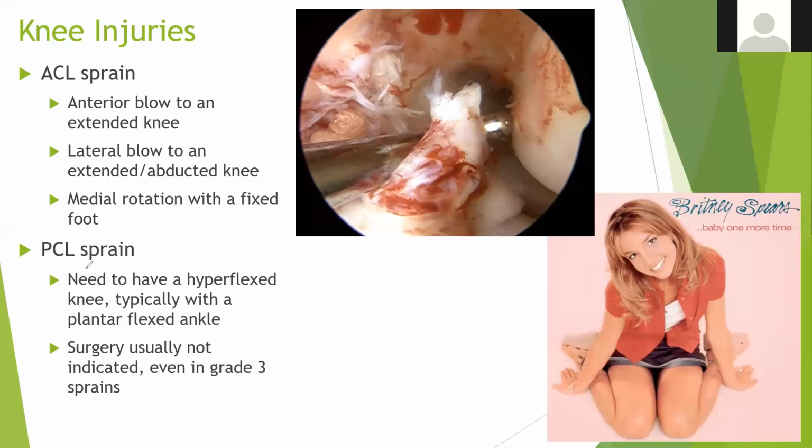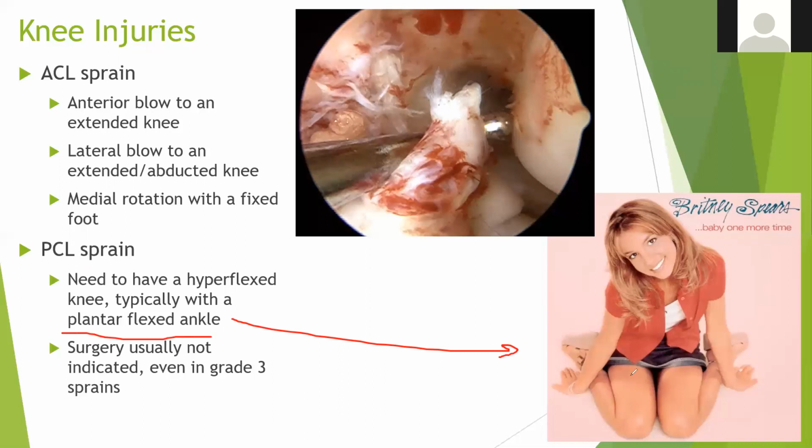A PCL sprain or a PCL tear, again, ACL stands for anterior cruciate ligament. PCL stands for posterior cruciate ligament. With this, the only real way that you injure this is from a hyperflexed knee, but then you also get hit on the top side. This brings in Britney Spears. Hyperflexed knee with a plantar flexed ankle is exactly what she's doing here.